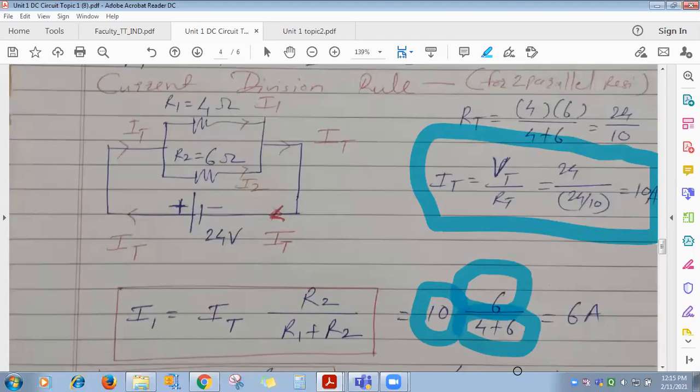How much is R1? 4 ohm. What is R2? 6 ohm. So how much is the I1 you are getting? 6 ampere.